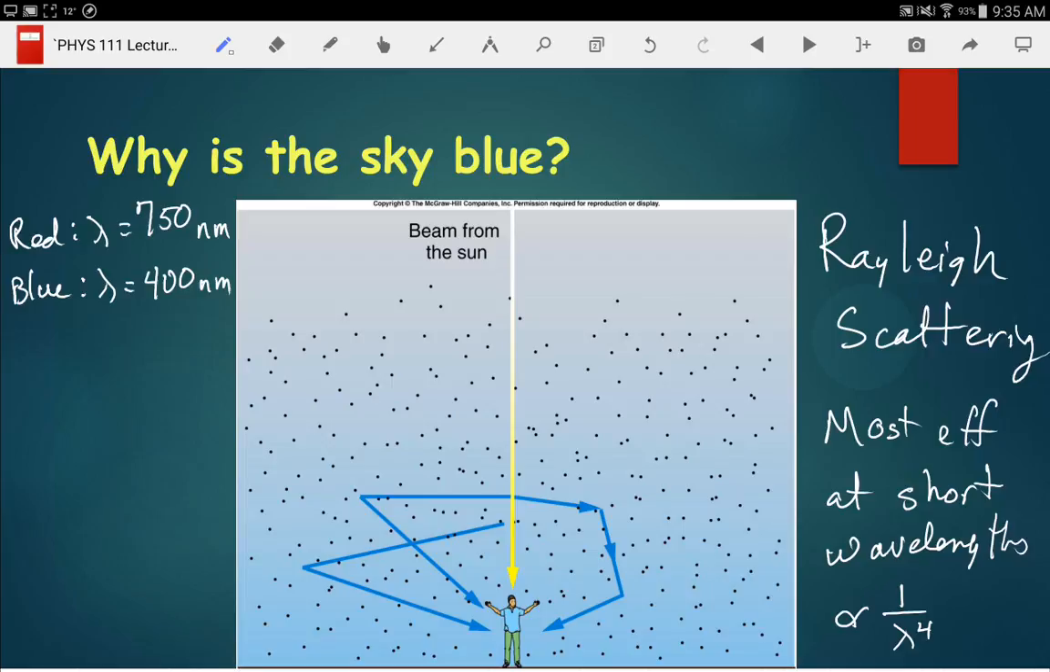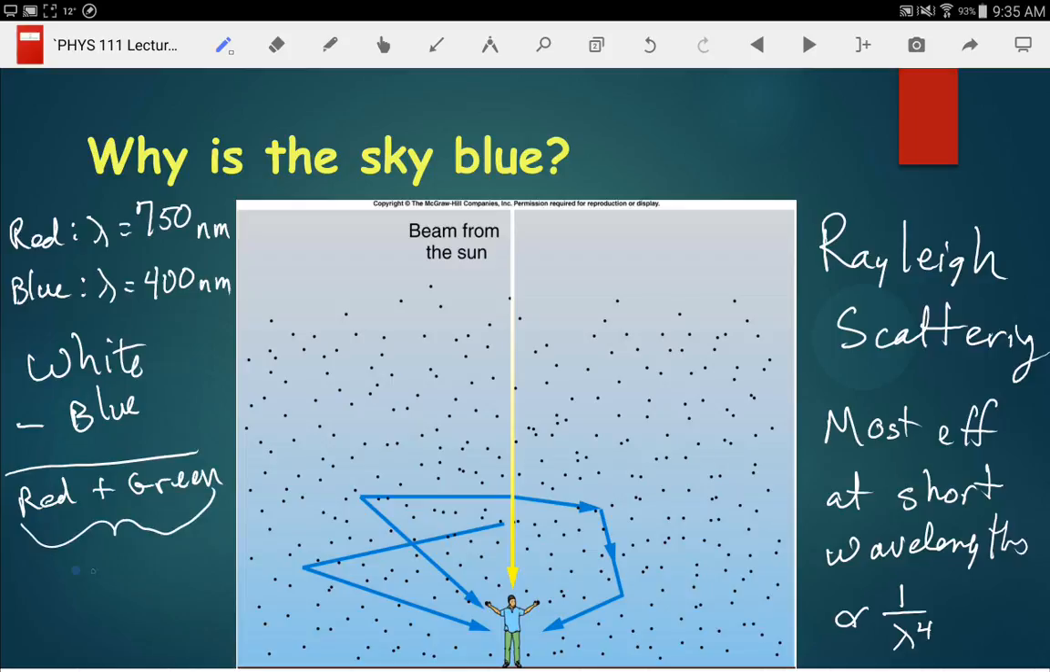If it's white, what does that tell you about the colors present? They're all present in roughly equal amounts. Not exactly equal, but roughly equal amounts. But if you take away a lot of blue, what does that leave you with? If I have white light, and then I remove the blue, it leaves you with red plus green, and red plus green we call yellow.